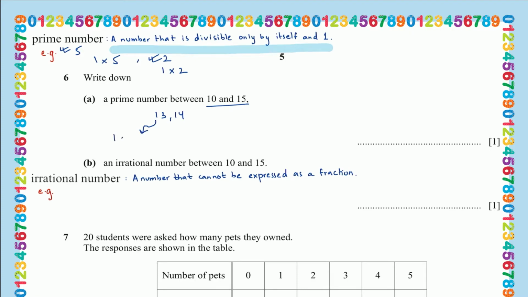So 13 is obviously divisible by itself and 1. Do we have any other number that is divisible by 13? Let me think. Nope, we don't, which means 13 is a prime number.